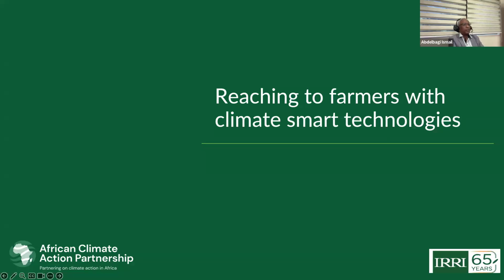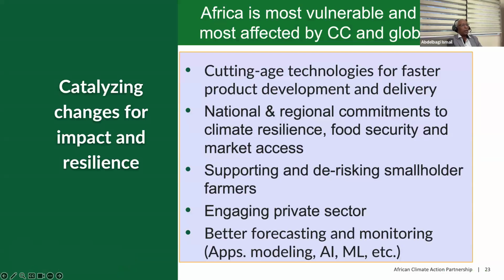The most important part is really how can we reach farmers with these climate smart technologies. Next, please. So the technologies are there, they're all tested and known. And unfortunately for us in Africa, we are the most vulnerable part of the world, actually. If anything happens due to climate change or due to global crisis or price shocks in the international market, you find Africa is the first to be affected. So we need to develop cutting edge technologies for faster product development and delivery. I have shown some examples of that.